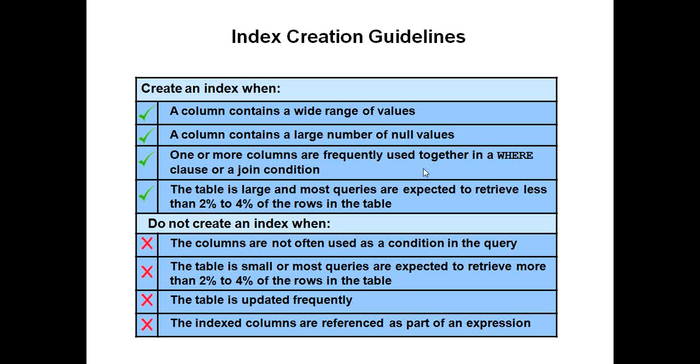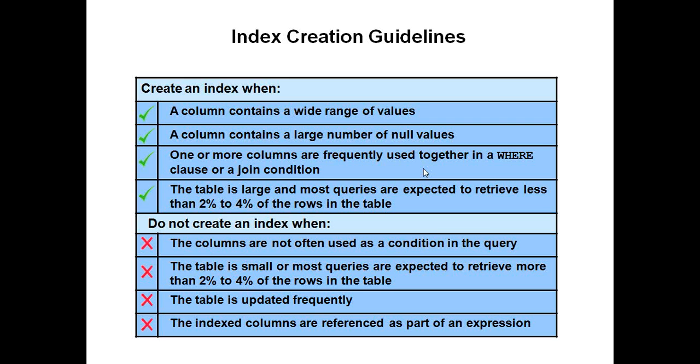And the second point is the reverse of what we have seen above. If the table is small, or the queries are retrieving more than 2% to 4% of the rows from the table, then we should not create an index. Suppose your table has 20 rows in total, and out of 20 rows you are retrieving 10 rows. That means you are retrieving 50% of the rows. If you are doing 50% row selection, you don't need to create an index on it. And the next point is very important.